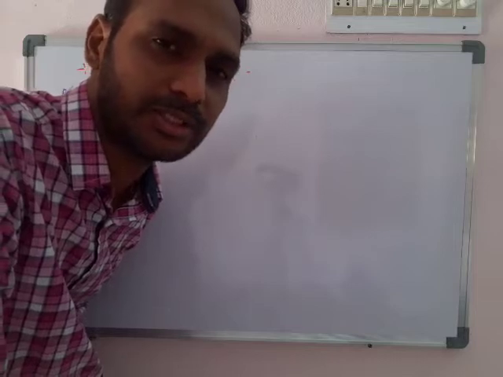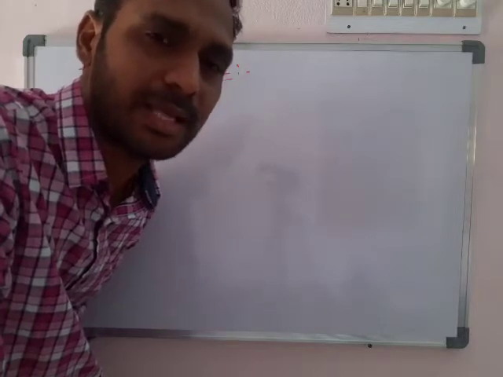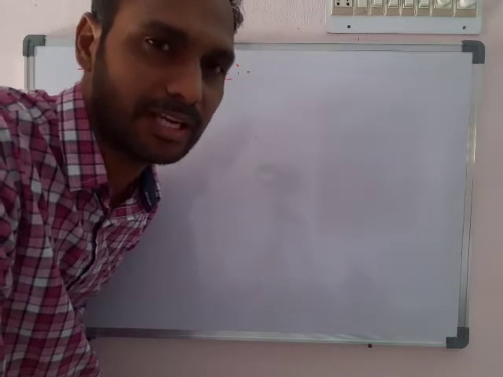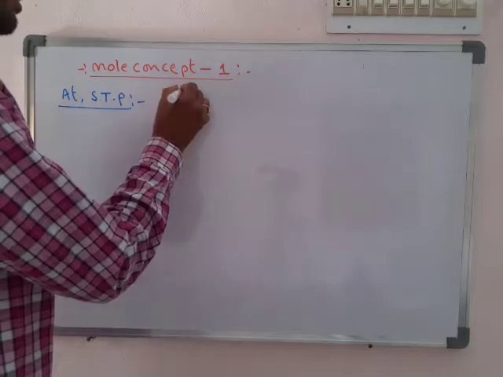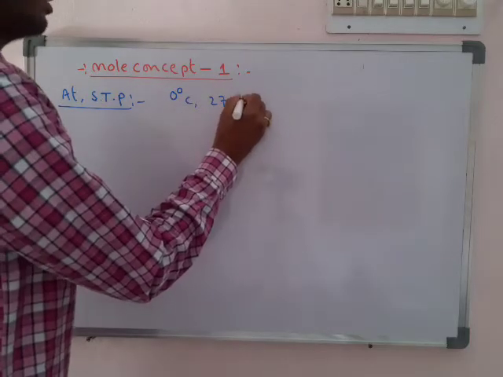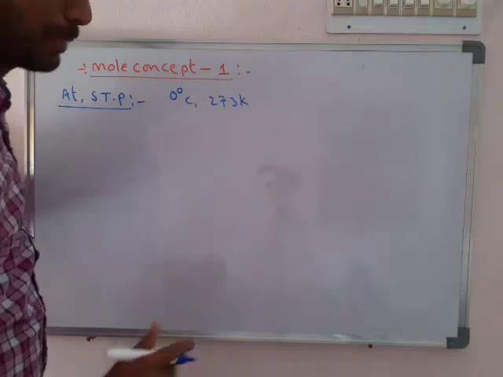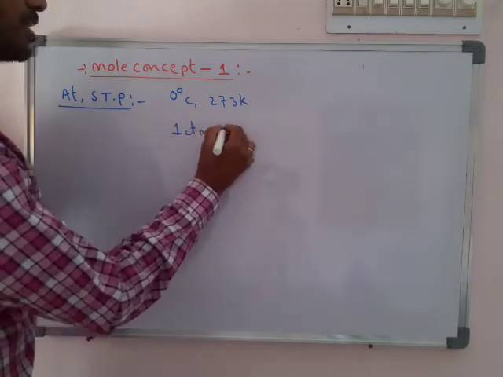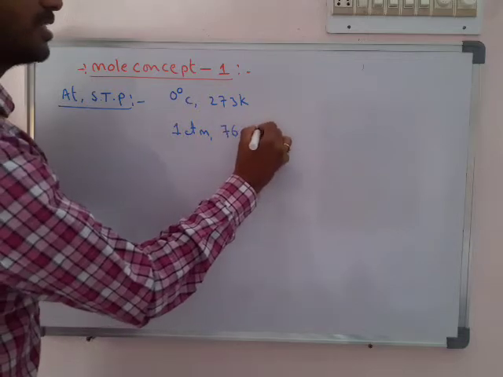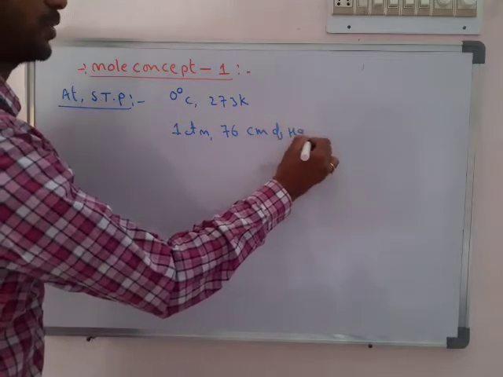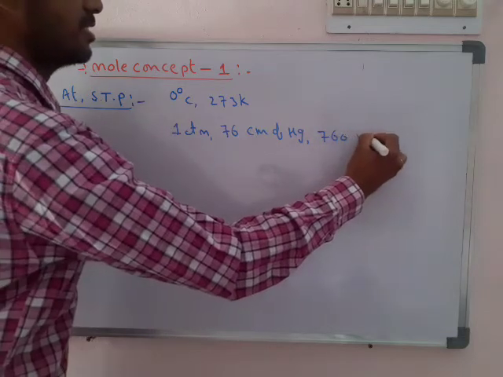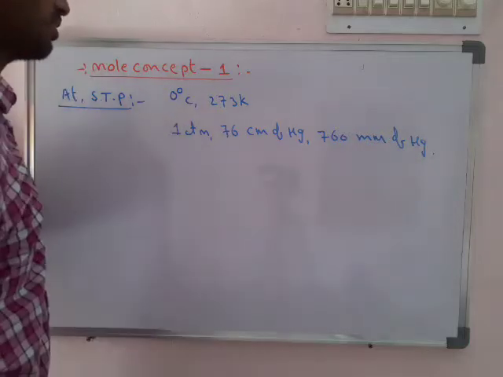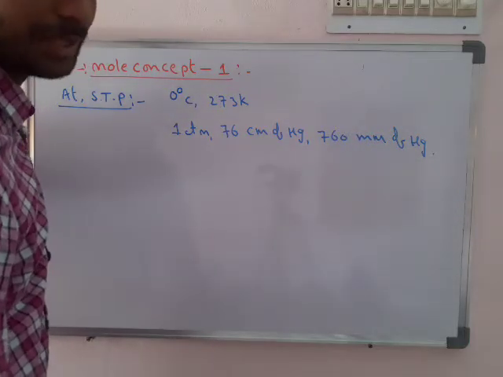What is standard temperature? Standard temperature means 0 degrees Celsius or 273 Kelvin. 0 degrees Celsius or 273 Kelvin is the standard temperature. What is standard pressure? 1 atmosphere or 76 centimeters of mercury or 760 millimeters of mercury. These conditions are treated as standard temperature and pressure.